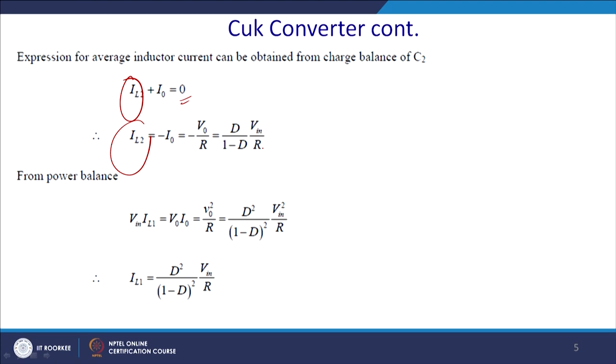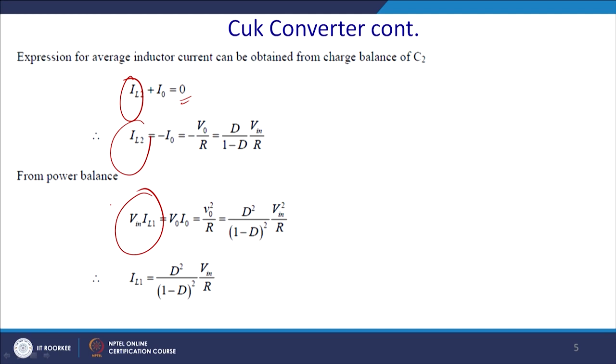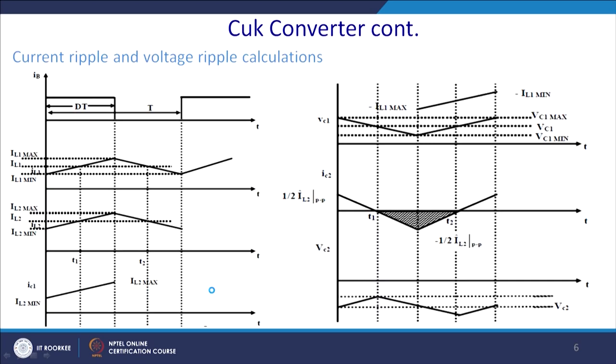From the power balance, if you consider that all the devices are ideal, so there are no losses, you can write Vin into IL1 equals V0 into I0, that should be equal to V0 squared by R. So that will be given by D squared by (1 minus D) squared, Vin squared by R. Essentially the input current becomes D squared by (1 minus D) squared, Vin by R. So this is the analysis of it.